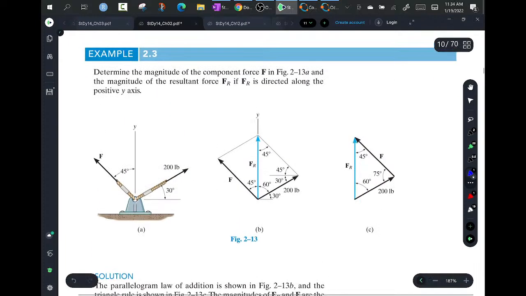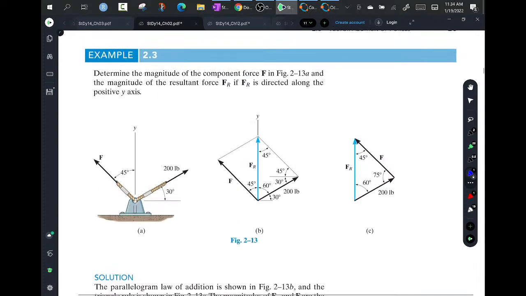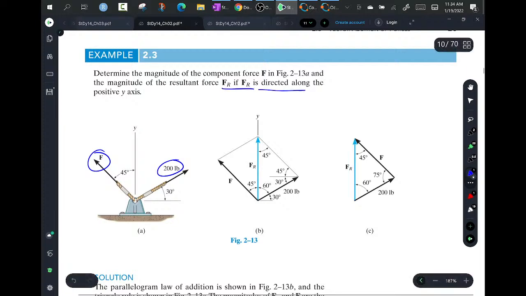This one's not really color-coded, but it's okay. So you've got 200 pounds. Determine the magnitude of the force F and the magnitude of the resultant force Fr, which is directly along the positive axis. So in other words, this is kind of the inverse. I know that it's got to be pulling it straight out of the ground. So it has to be like this.